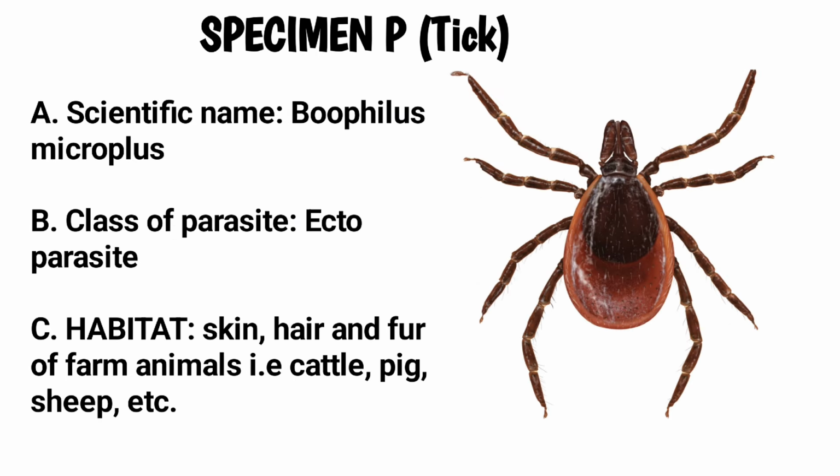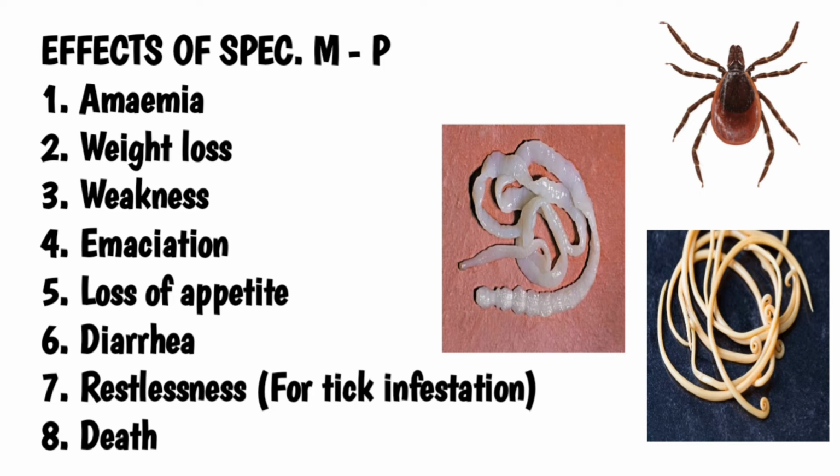Lastly, specimen P is the tick, and its scientific name is Boophilus microplus. And for its class of parasite, it is an ectoparasite because it lives on the body of the host, so it lives outside. For its habitat, it lives on the skin, the hair, and the fur of farm animals, majorly cattle, pig, sheep, and goat.